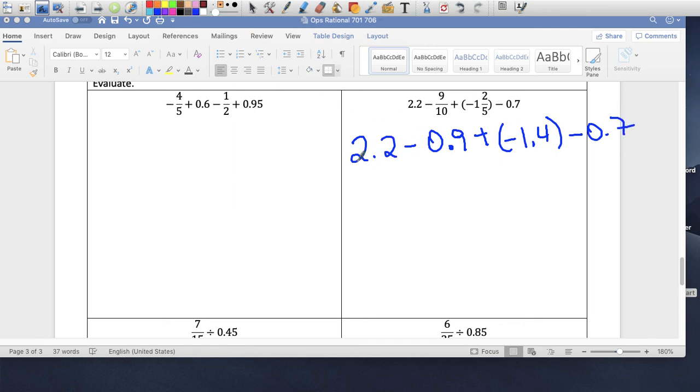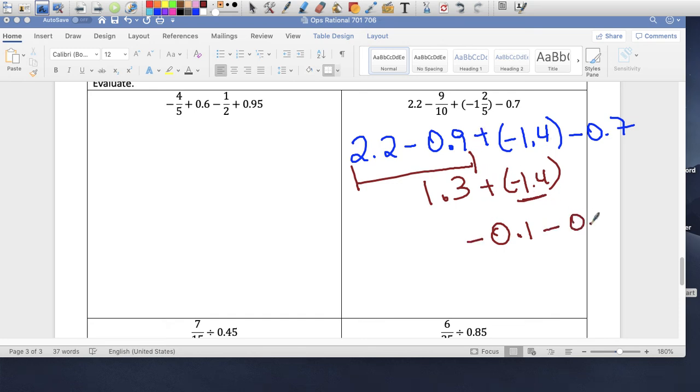So let's start with these two first. I have $2.20 and I spend 0.9. I am going to have $1.30 left. Now I'm going to add that to negative 1.4. Well, now they're not friends anymore. Who's going to win? This guy is going to win because he has 0.1 more. And then I'm going to subtract 0.7. Keep the first one, change subtraction to addition, and change that to negative 0.7. They're both the same, right? They're friends. So it's going to be 0.8, but negative.